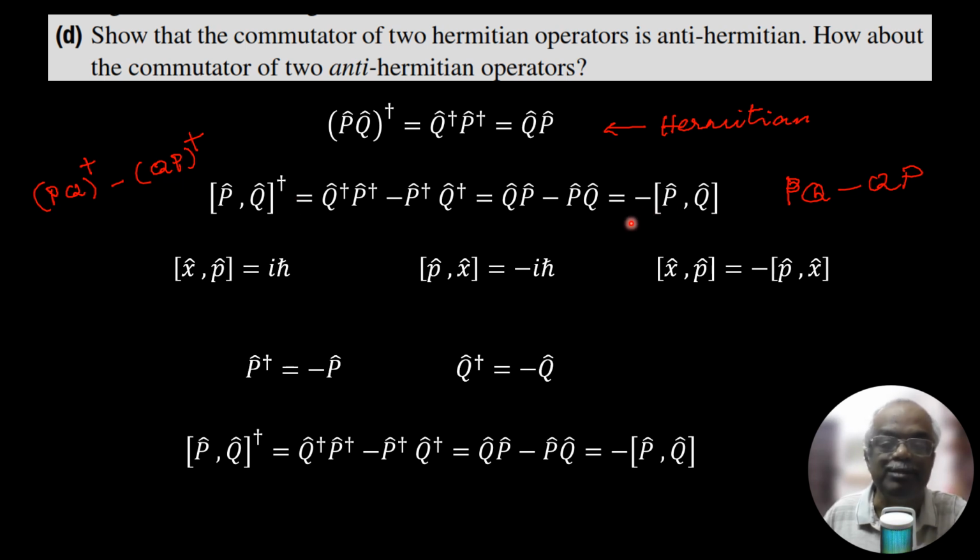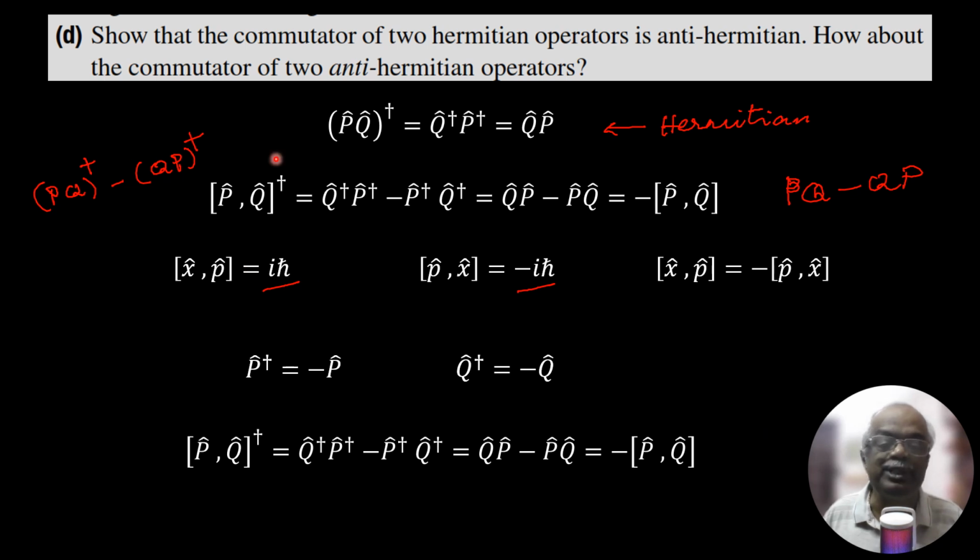Naturally, this is anti-Hermitian. The best example is in quantum mechanics, where you take the position and momentum operators. Both are Hermitian operators. However, the commutation of x with p is iħ, and the commutation of p with x is minus iħ. That means the commutation of x with p is equal to minus the commutation of p with x. This is a real example.